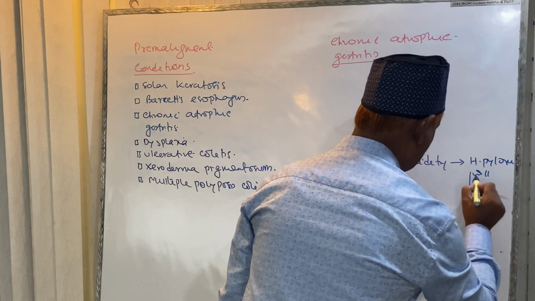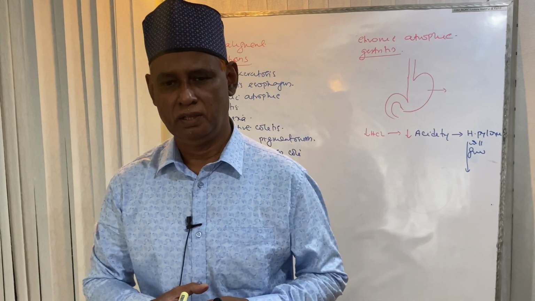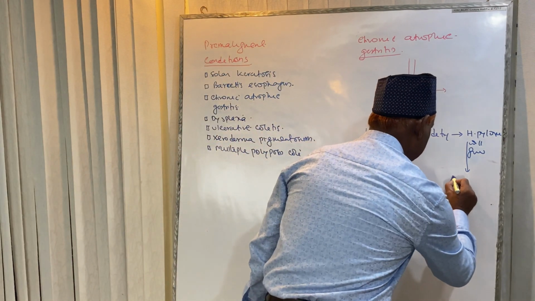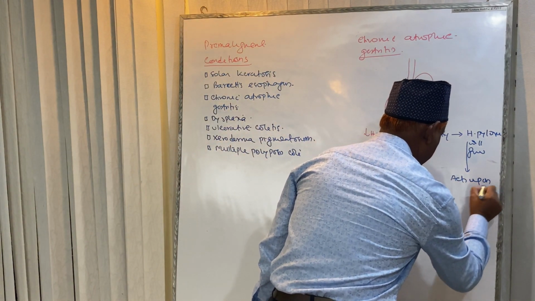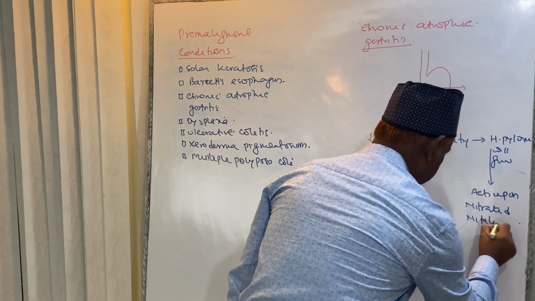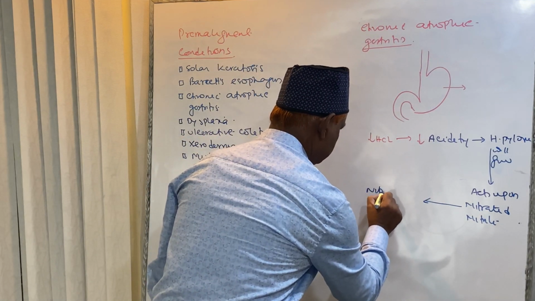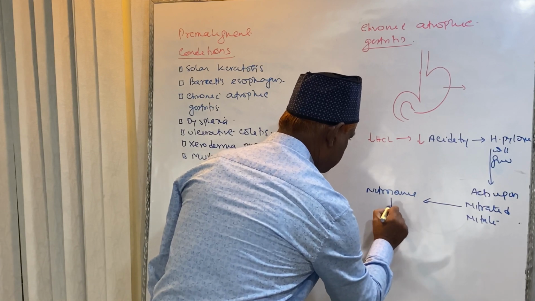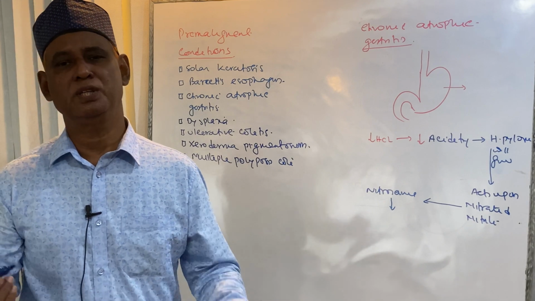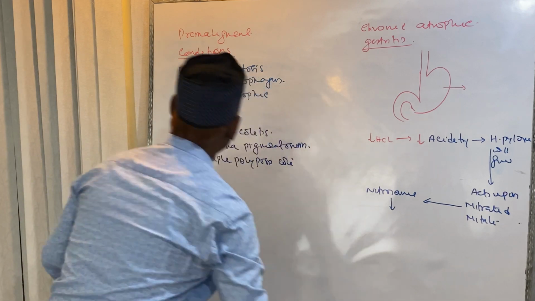And this Helicobacter pylori acts upon the nitrates and nitrites and converts them to nitrosamine. This nitrosamine is a carcinogen and it causes gastric neoplasm and gastric carcinoma. So chronic atrophic gastritis is one of the pre-malignant conditions.